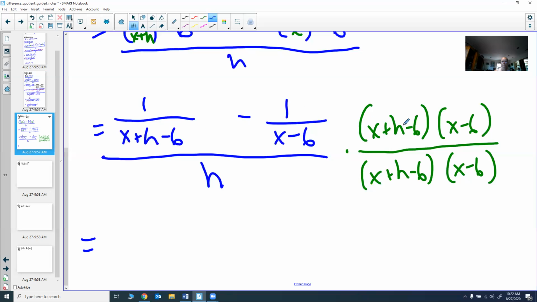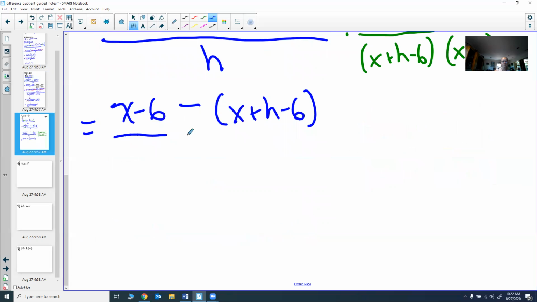So this whole expression, x plus h minus 6 times x minus 6, is being multiplied by the first fraction, which means the x plus h minus 6 cancels, and you're just left with x minus 6. In the second one, same thing, you multiply the 1 over x minus 6 times x plus h minus 6 times x minus 6. In this case, the x minus 6 cancels, and you're left with just x plus h minus 6. Notice I left it in parentheses because of that minus sign.